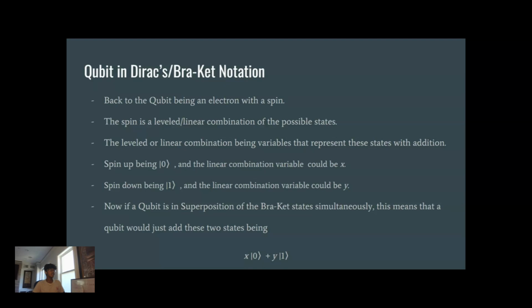Now, if a qubit is in superposition of the bra-ket states simultaneously, this means that the qubit would just add up these two states, being 0 plus 1, or x of 0 plus y of 1. Again, remember, superposition is where both states of 0 and 1 are looked at simultaneously, spin up and spin down, which is why both states are being added.